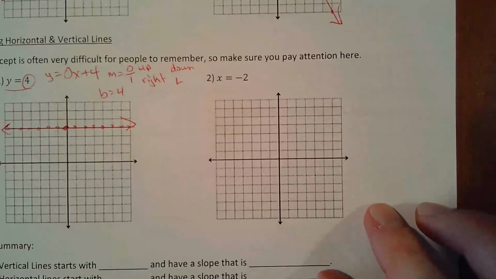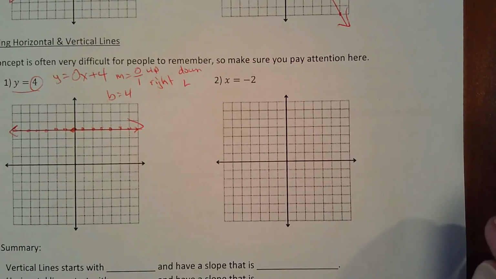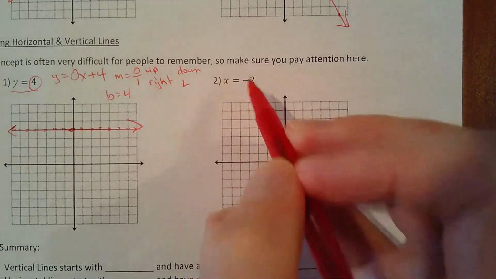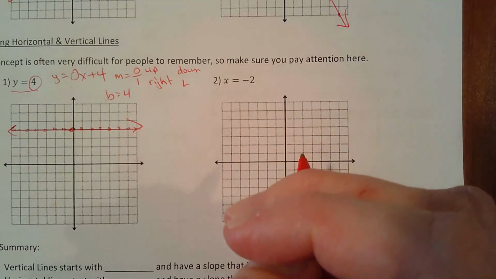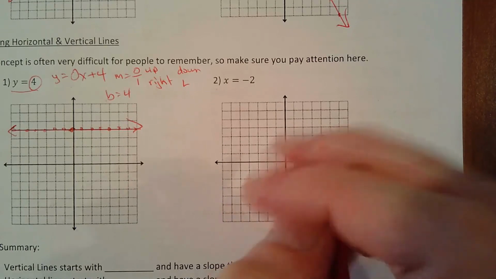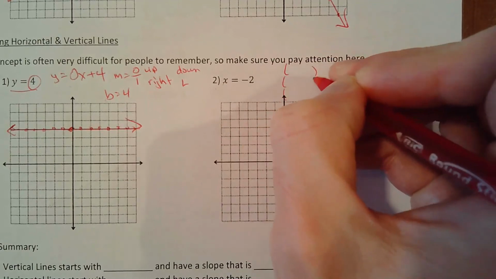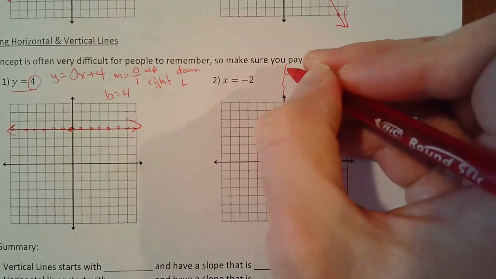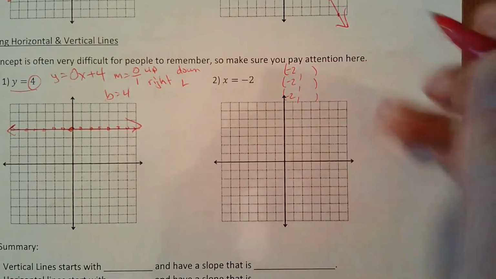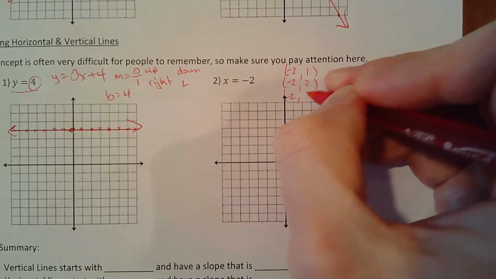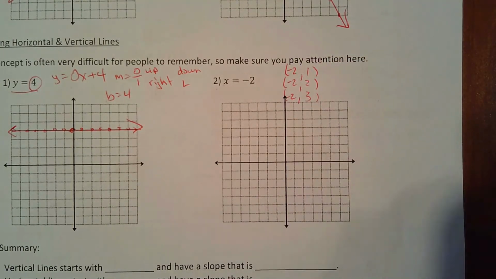Okay, now x equals negative 2, that's not in slope-intercept form. There is no m or b to write down because it's not in slope-intercept form. Slope-intercept form is y equals mx plus b. So what this is saying is, no matter what, x equals negative 2. So if I make a whole bunch of points, no matter what, x is negative 2. Y can be anything. 1, 2, 3. Doesn't matter what y is, x is negative 2.